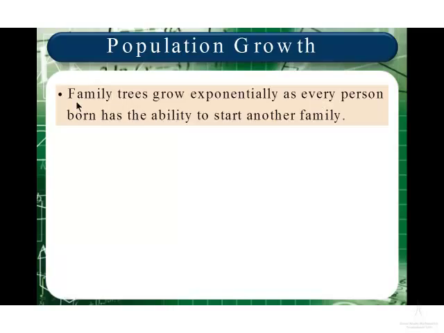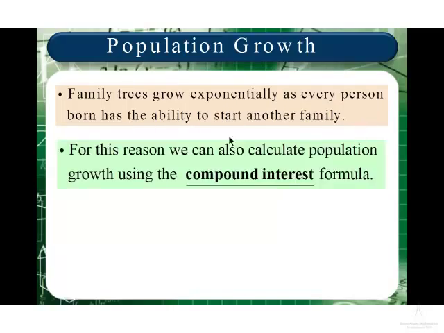The final concept that we will focus on in this lesson is population growth. Family trees grow exponentially as every person born has the ability to start another family of his or her own. For this reason, we can also calculate or model population growth using the compound interest formula.